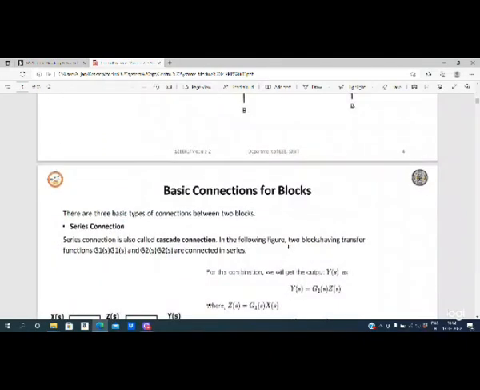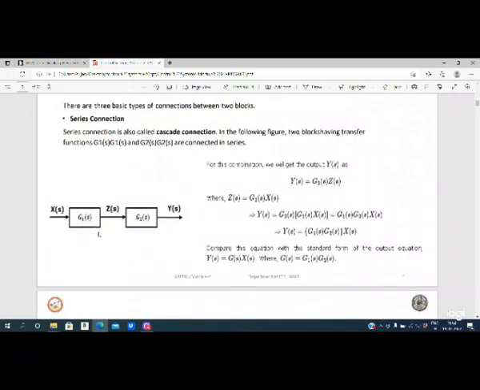Then we have the basic connections for blocks. There are three basic types of connection between two blocks. The first is the series connection. Series connection is also called cascade connection. In the following figure, there are two blocks having transfer functions G1 of S and G2 of S.